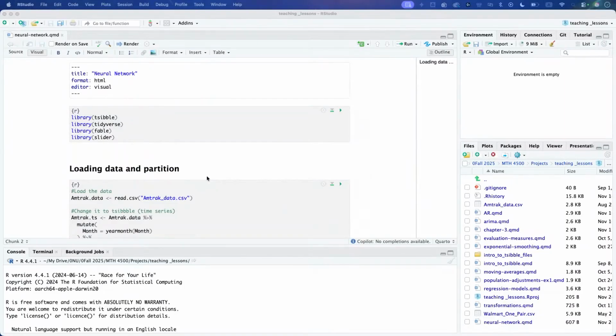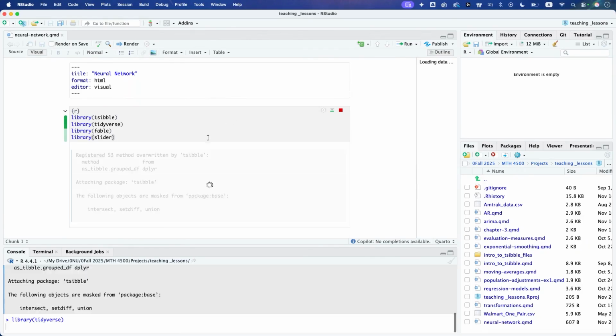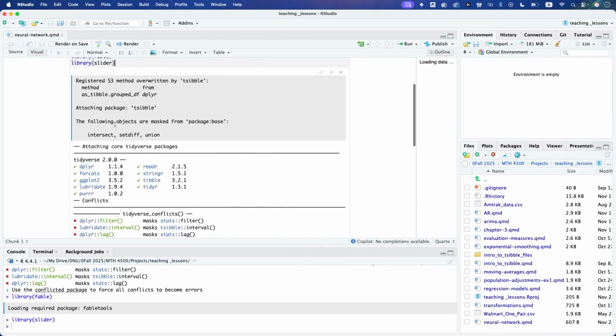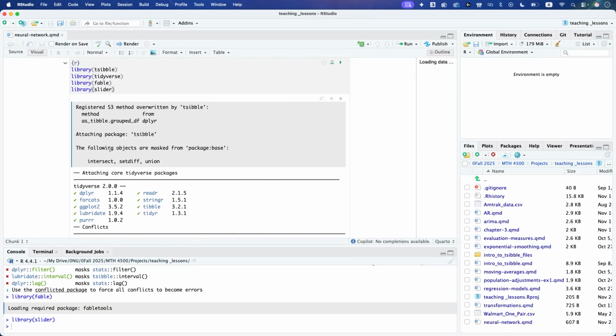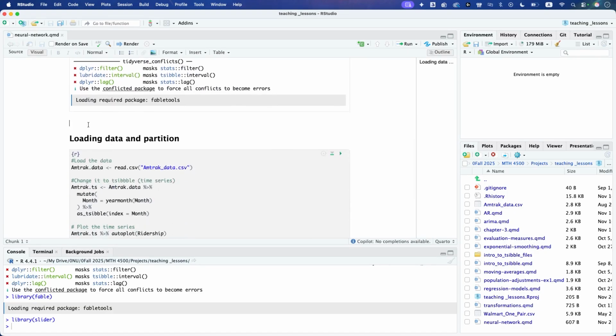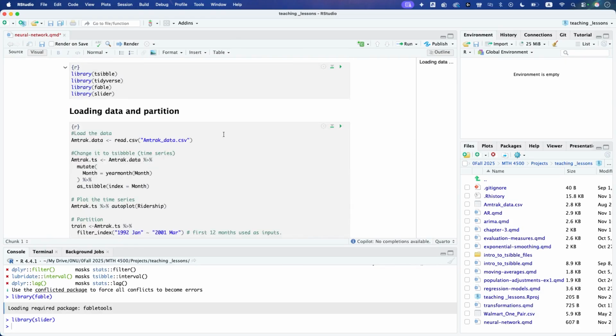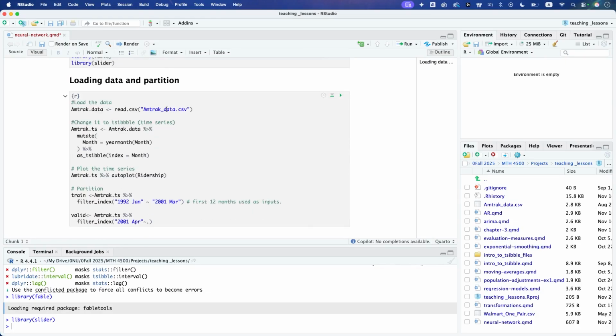Okay, in this recording, we are going to do Amtrak ridership, or we're going to forecast using a neural network. At the beginning, we are going to have our data, our libraries: simple, tidyverse, fable, slider. I'm not sure if I need slider or not, by the way, but I just copied it from the previous lecture. Also, what I'm going to do is load the data.